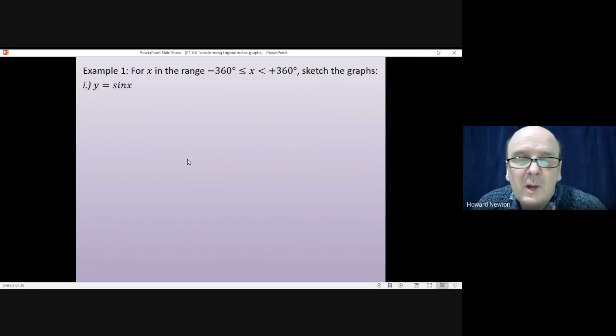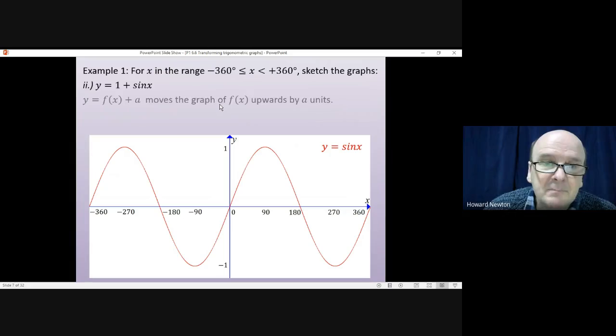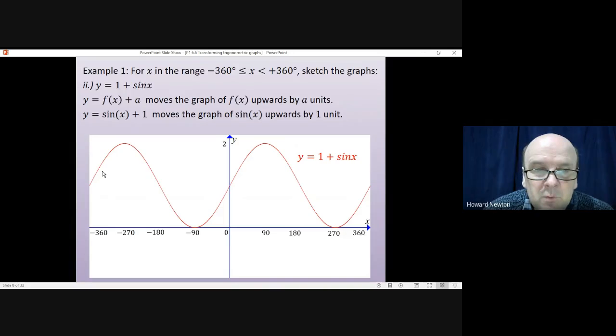So first of all, y equals sine x. Well, y equals sine x has that shape. It starts at 0, repeats every 360, something happens every 90 degrees. y equals 1 plus sine x. Well, in general, if you add a to the function, it moves the graph of f of x upwards by a units. So if we add on 1 to sine x, then the graph of sine x will move upwards by 1 unit. So it would move up to here, where the minimum would now be at 0 and the maximums would be at 2.